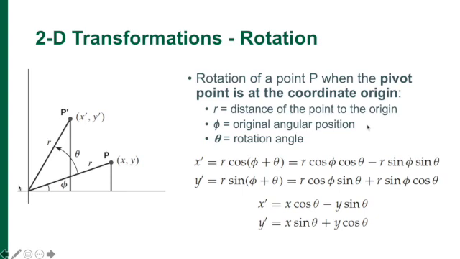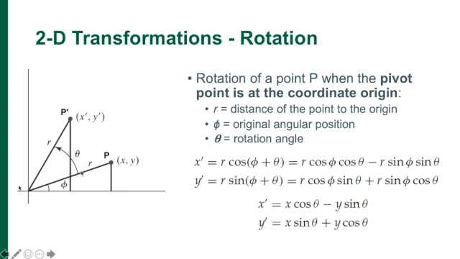The rotation of a point when the pivot point is at the coordinate origin can be represented by the following variables. r is the distance of the point to the origin, the original point. Phi is the original angular position. We can see this here in the picture. This is the original P. This is the original angular position of this point P. And theta is going to be the rotation angle, the desired rotation.